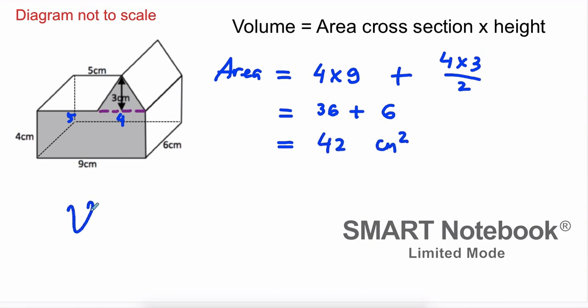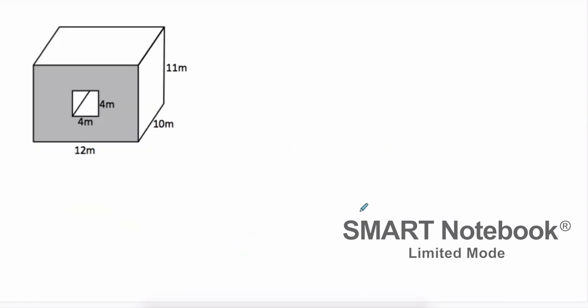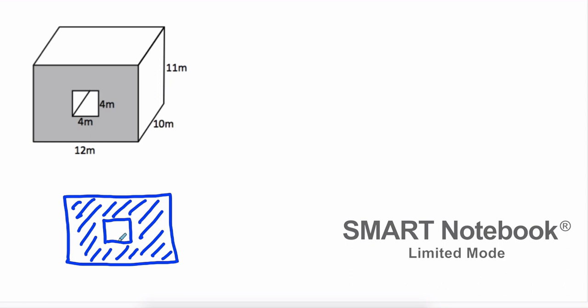And then the last step, to find the volume, we multiply 42, which is the area of the cross-section, by the length or the height of the prism, which is 6 in this case. And we will then get 252 centimeters cubed.